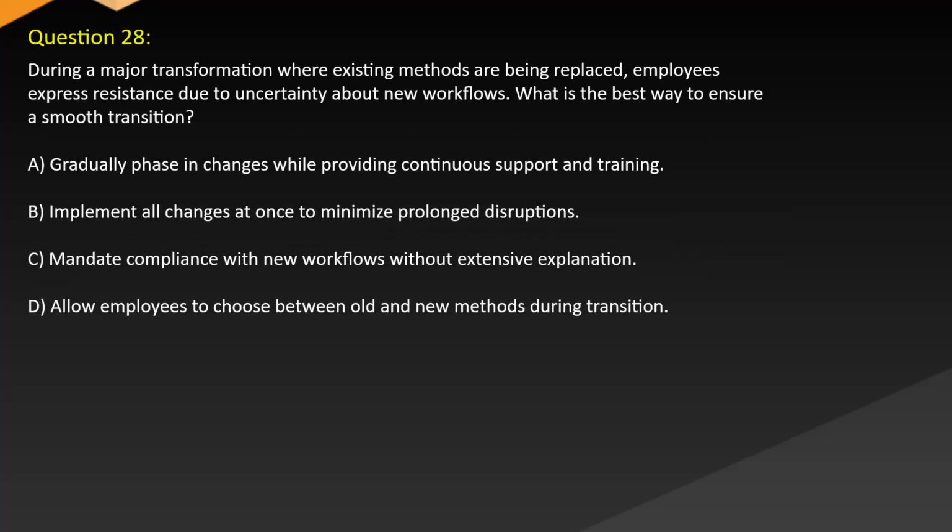Question 28. During a major transformation where existing methods are being replaced, employees express resistance due to uncertainty about new workflows. What is the best way to ensure a smooth transition? A. Gradually phase in changes while providing continuous support and training. B. Implement all changes at once to minimize prolonged disruptions. C. Mandate compliance with new workflows without extensive explanation. D. Allow employees to choose between old and new methods during transition.